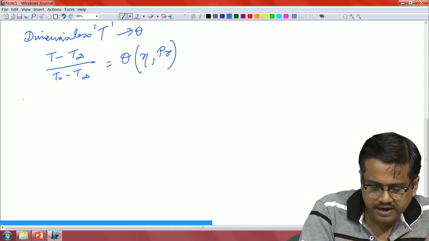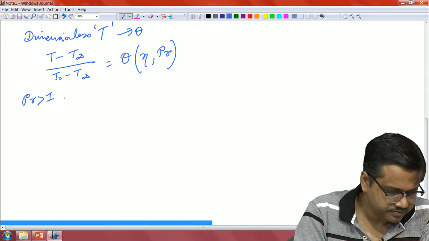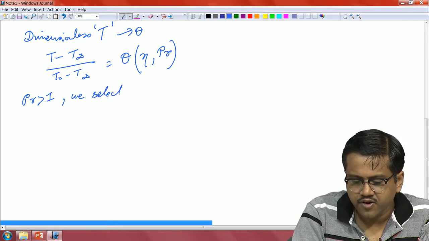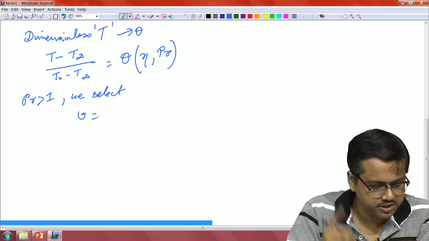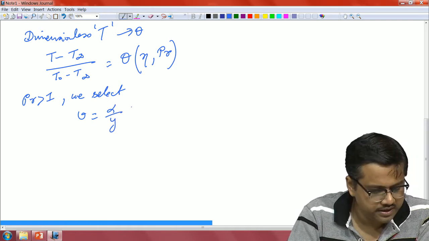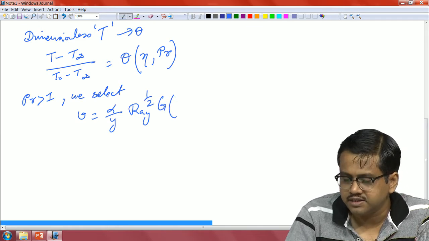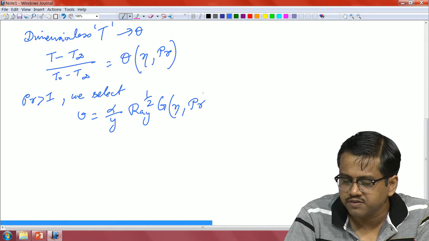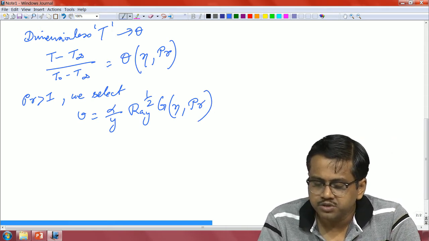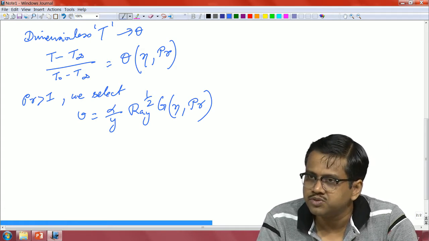Now, for Prandtl number greater than 1, we select the v velocity, which is the velocity along the y direction, as alpha by y Rayleigh number to the power of half into some function which is given as a function of once again neta and Prandtl number. So, Rayleigh number to the power of half, this we already knew, alpha by y Rayleigh number to the power of half, this was already there.